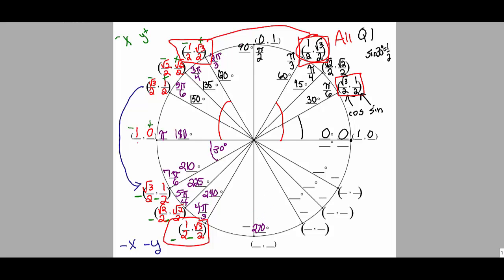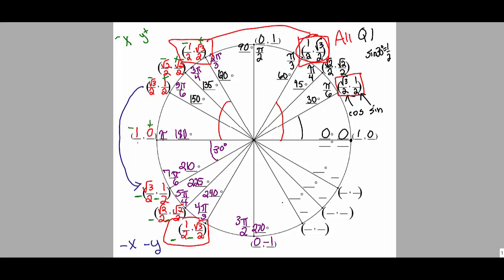Well, go back to 90 degrees. 90 degrees times 3 would give you 270, so 3 times pi over 2 would give us our radian measure. And the point here goes straight down from the origin in the negative y direction, so the x value would be 0, and the y value would be negative 1.